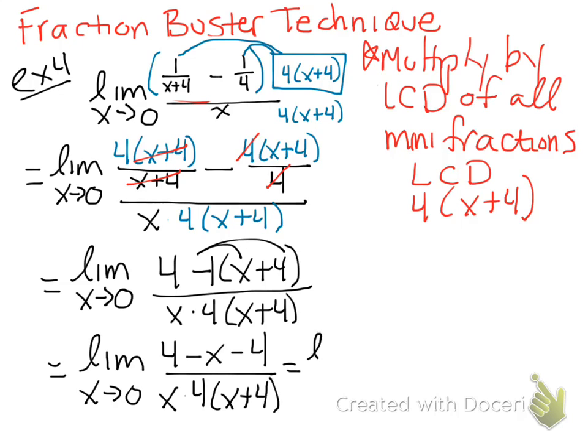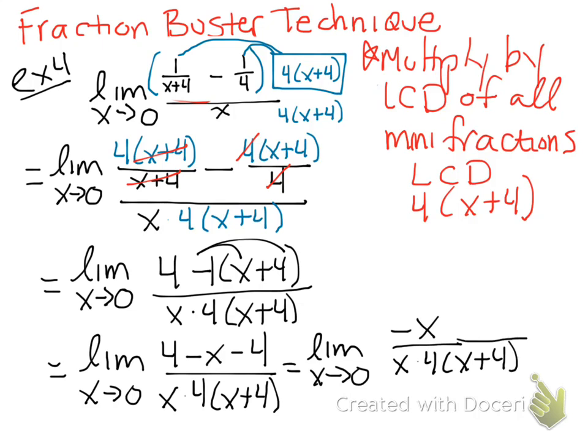Excuse me, I'm running out of space. I'm going to try to squeeze it in. So on the top we have... and now again at this point an x in the numerator and x in the denominator divide out. So we have the limit as x approaches 0 of -1 over 4 times x plus 4. Then we could do direct substitution, substitute in the 0, and we end up with -1 over 16. And we were able to evaluate our limit using the fraction buster technique.